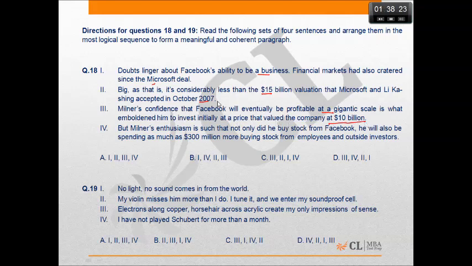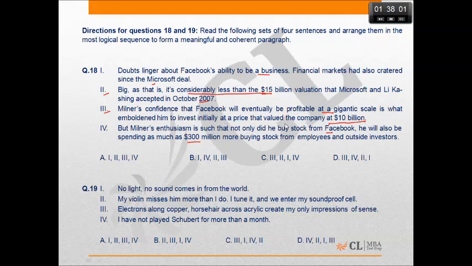Okay, considerably less than the 15 billion. So these two seem to be connected, 3 and 2. But Milner's enthusiasm is such that not only did he buy the stocks from Facebook, he will also be spending as much as $300 million more buying stocks from employees and outside investors. So first thing seems like 3 and 2 are connected.